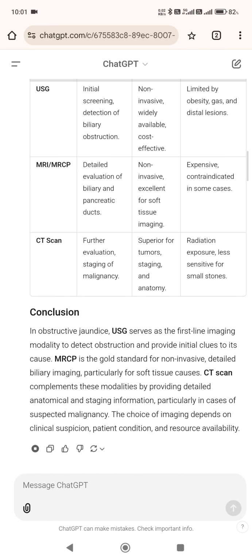CT scan: further evaluation, staging of malignancy. Superior for tumors, staging, and anatomy. Radiation exposure, less sensitive for small stones.